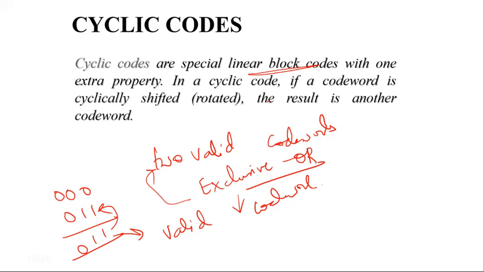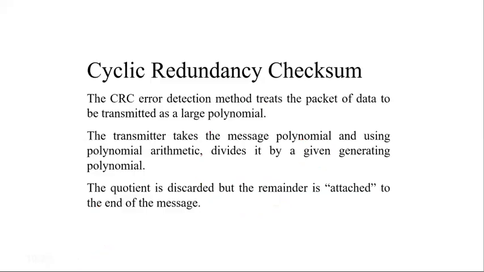So now we will look at the cyclic redundancy checksum. Why do we need that? Why do we need those cyclic codes? We need the cyclic codes to correct the errors. This is used in networks such as LANs and WANs. Now the CRC error detection method treats the packet of data to be transmitted as a large polynomial.